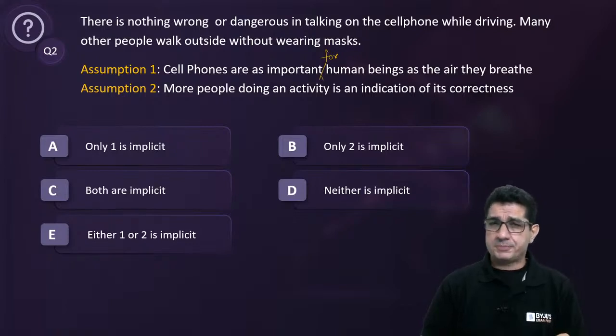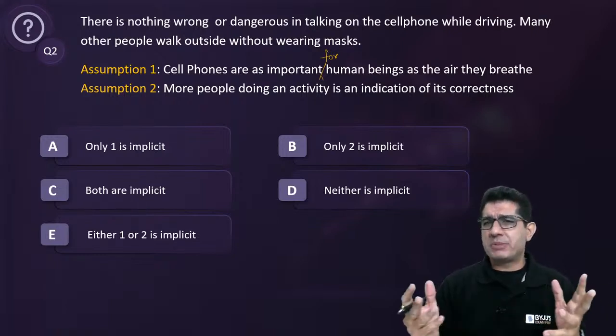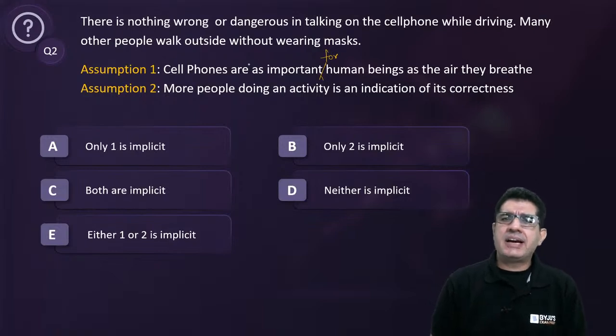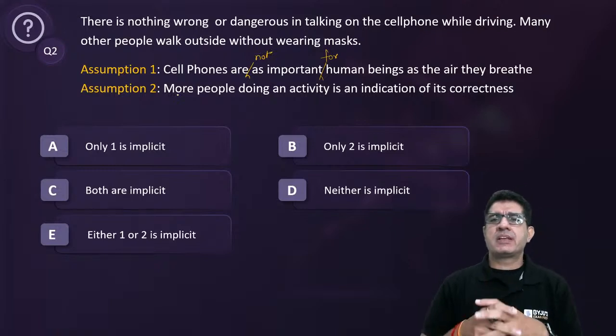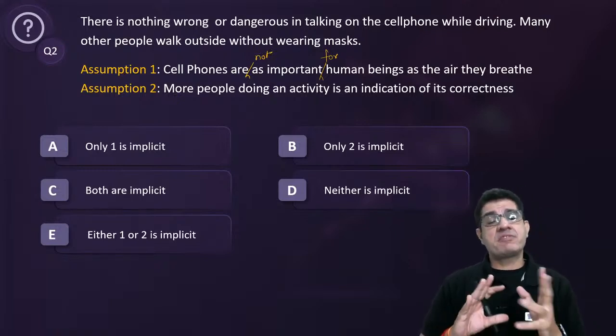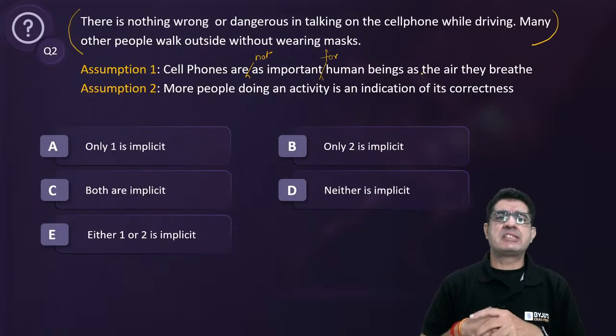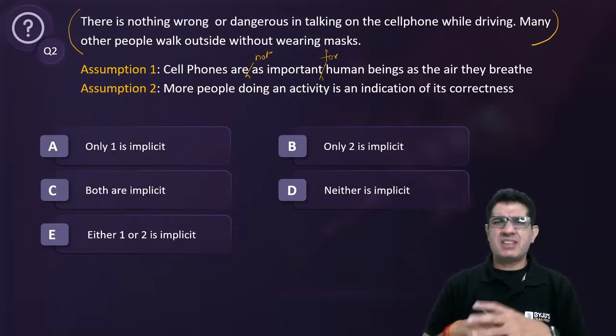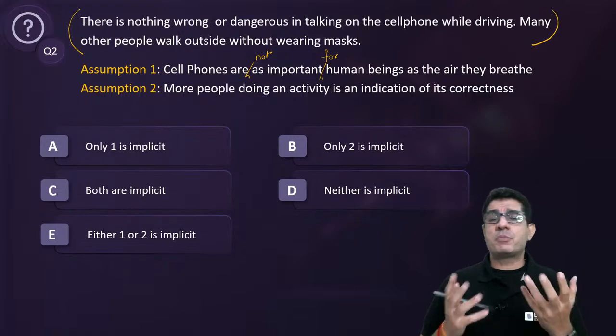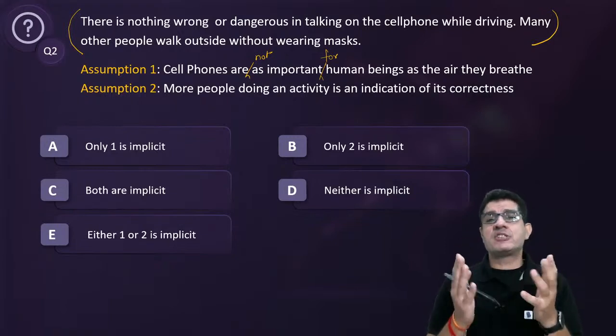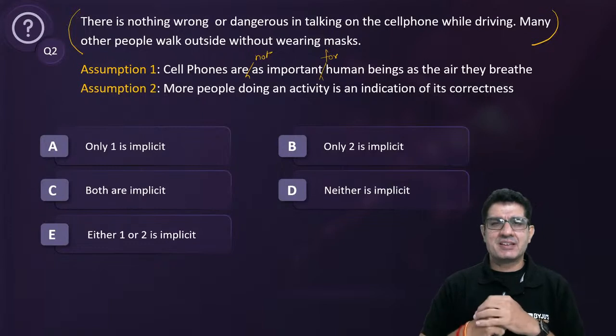So what's your take? Let's negate. Okay, assumption 1 says cell phones are as important for human beings as the air they breathe. Let us negate it. Cell phones are not as important for human beings as the air they breathe. Now that I've negated it, is it still possible for us to come up with this statement? There's nothing wrong. So in the statement, in the argument, the person has drawn an analogy between 2 actions, right? And assumption 1 is not necessary.